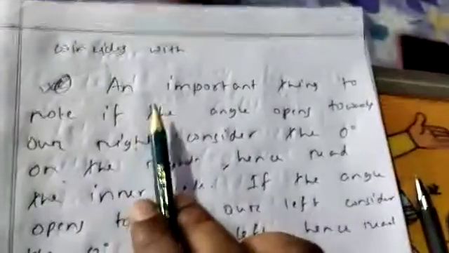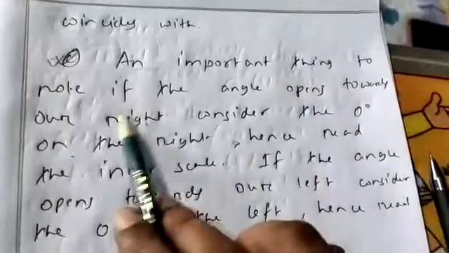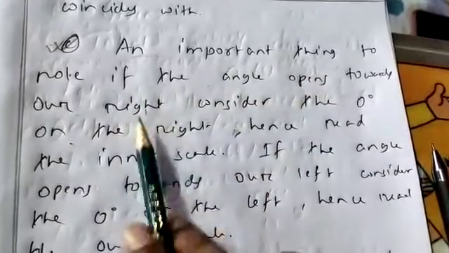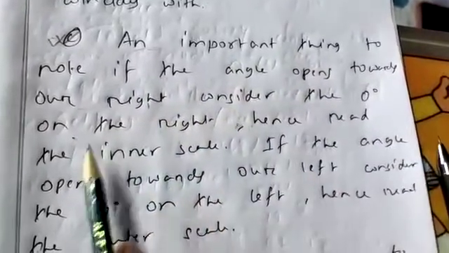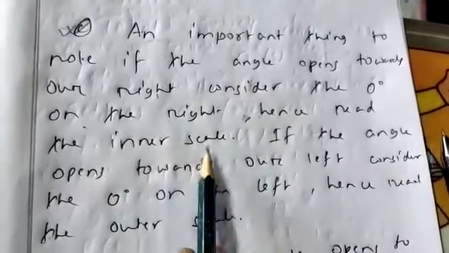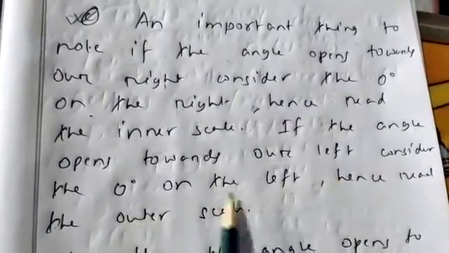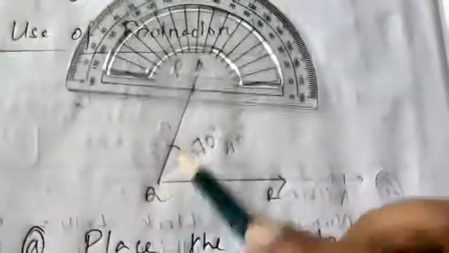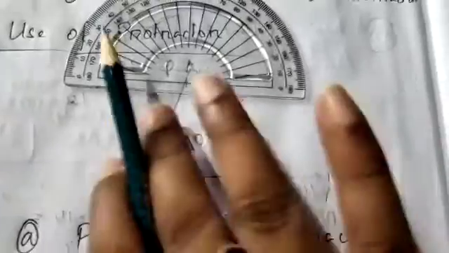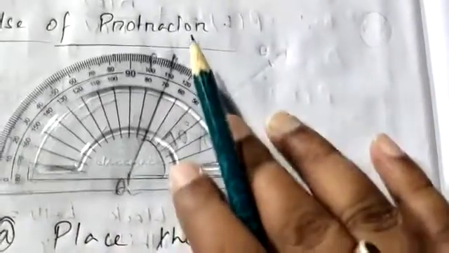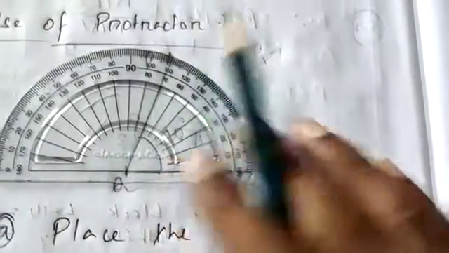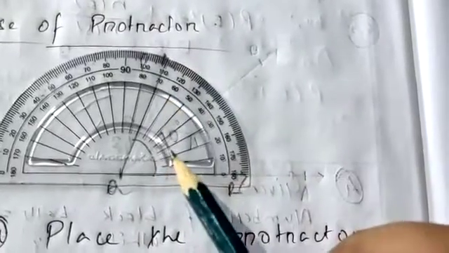So the main point is this one, and again I am repeating it. An important thing to note: if the angle opens towards our right, consider the 0 degree on the right, hence read the inner scale. If the angle opens towards our left, consider the 0 degree on the left, hence read the outer scale. So again look at this one: the angle opens towards our right, that is why we take the inner scale.